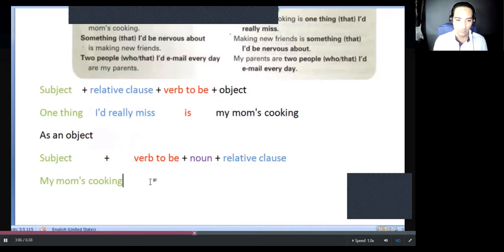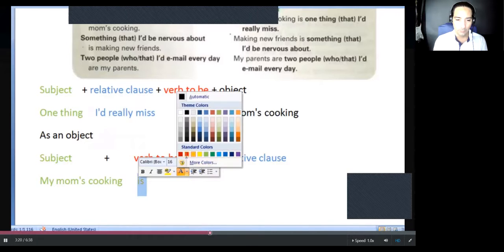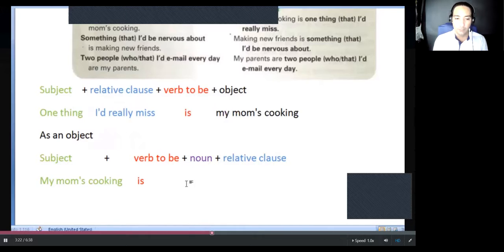our sentence now. Now, notice that the verb to be also changes in location, and the verb to be follows the subject. So "my mom's cooking," all right, and that's the verb to be, is, let me change the color there as well. Okay, there we go. Then this follows the noun phrase, all right?